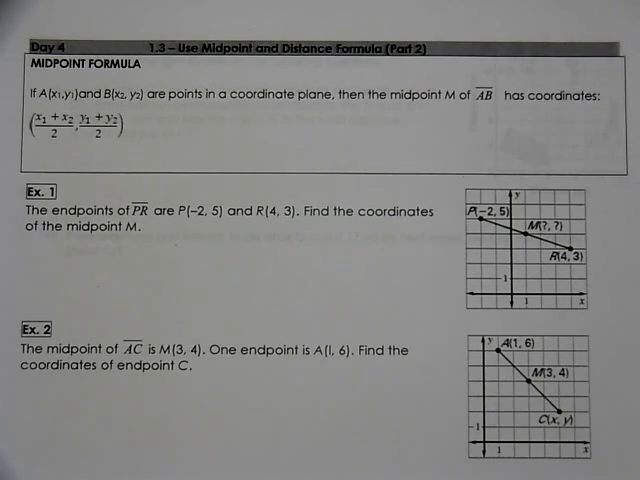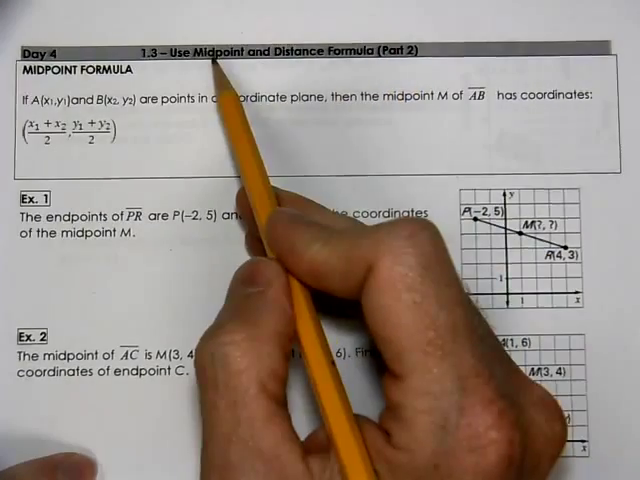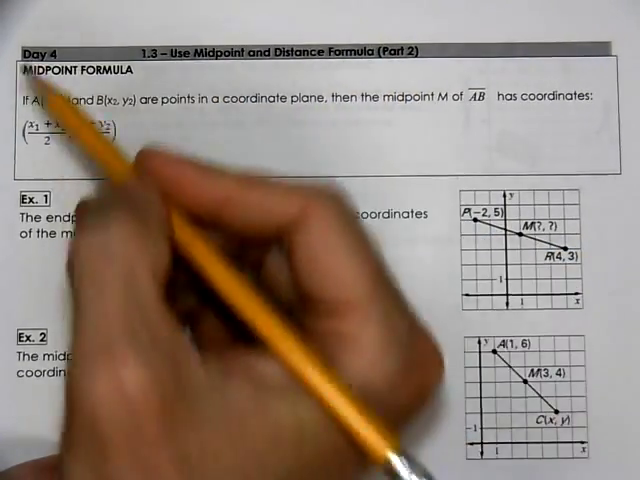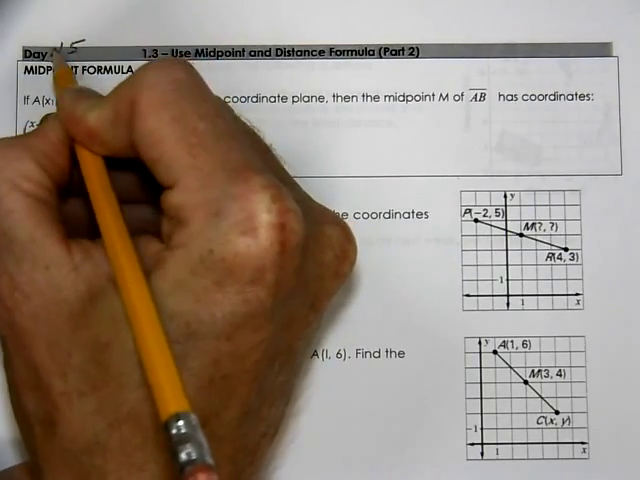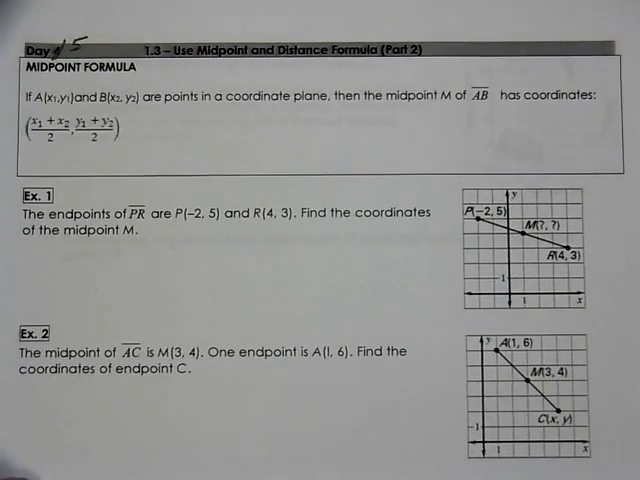This is Chapter 1 for Geometry. This is the second day. This is Part 2 on the midpoint and distance formula. We're going to call this Day 5. Using our assignment sheet, that should be Day 5.